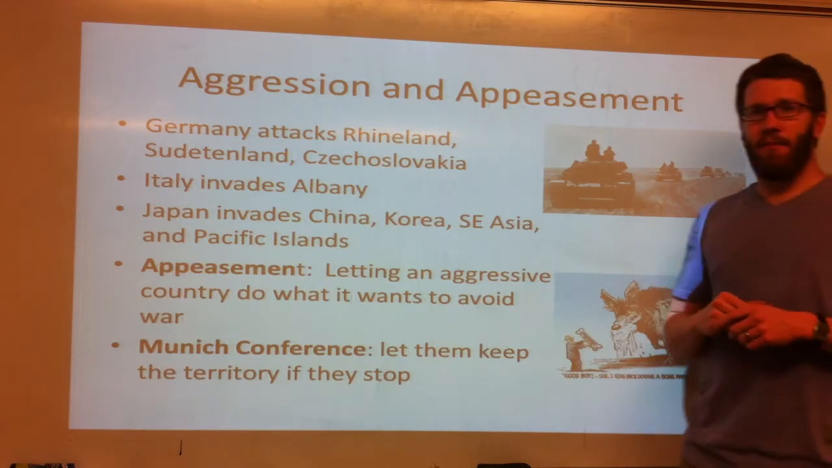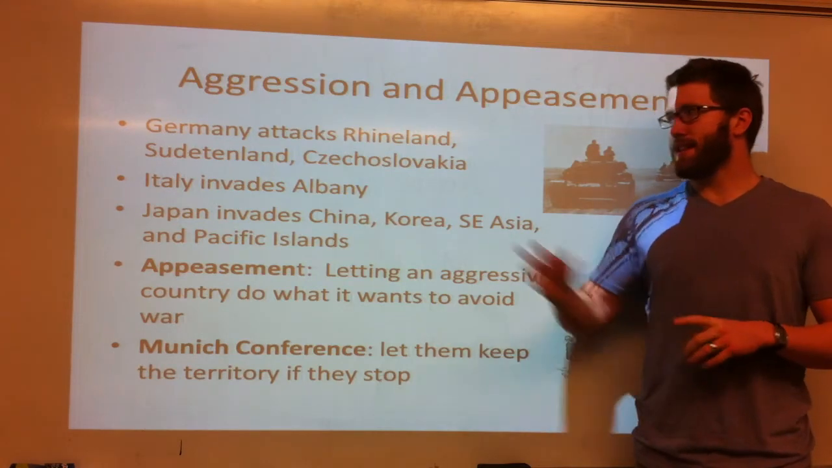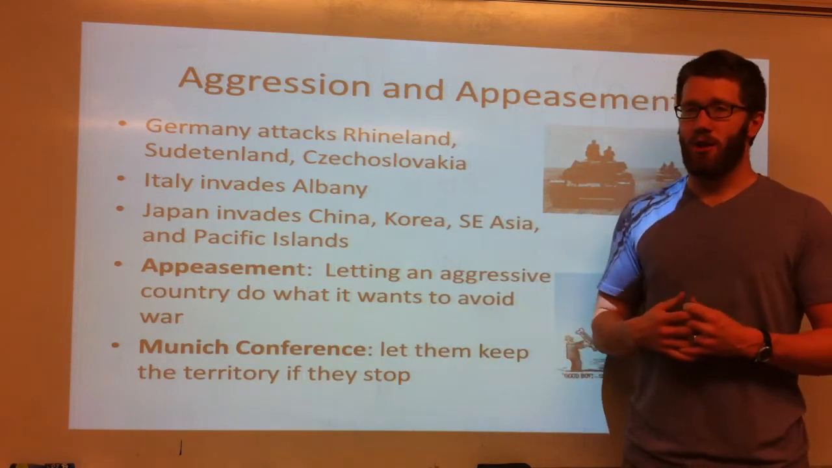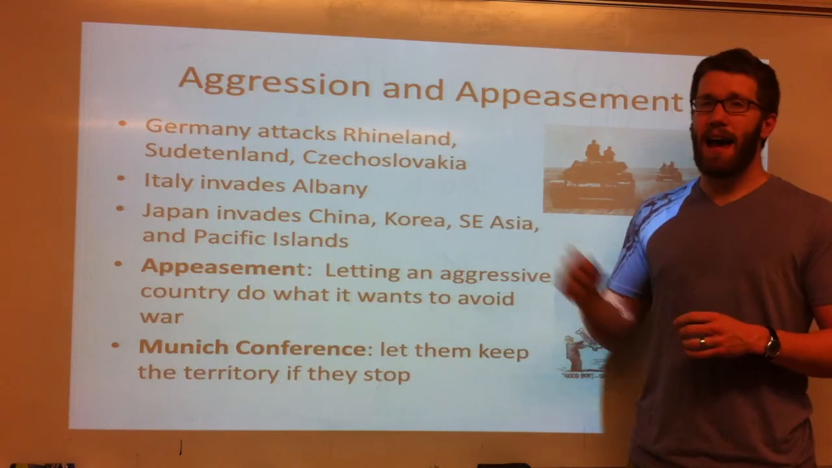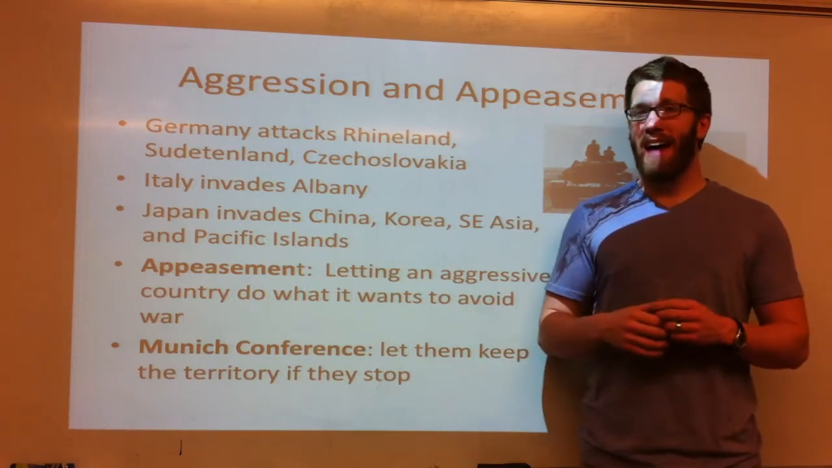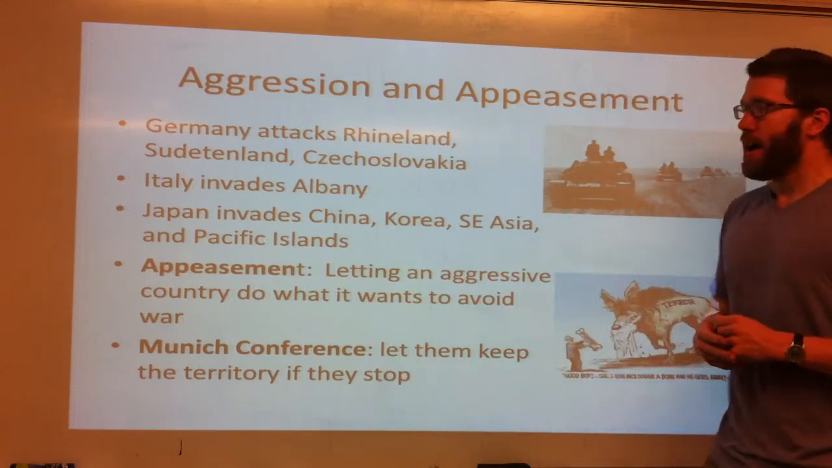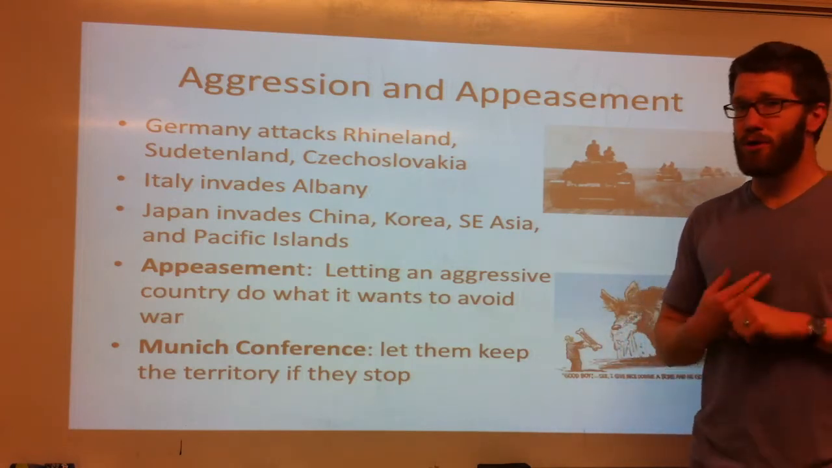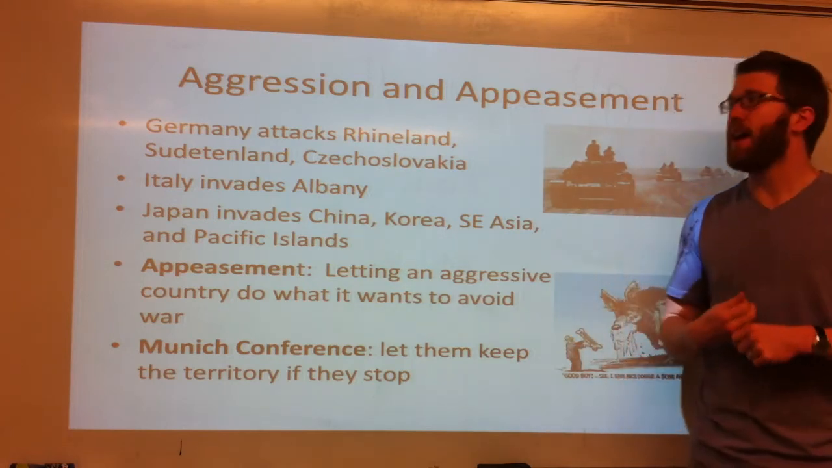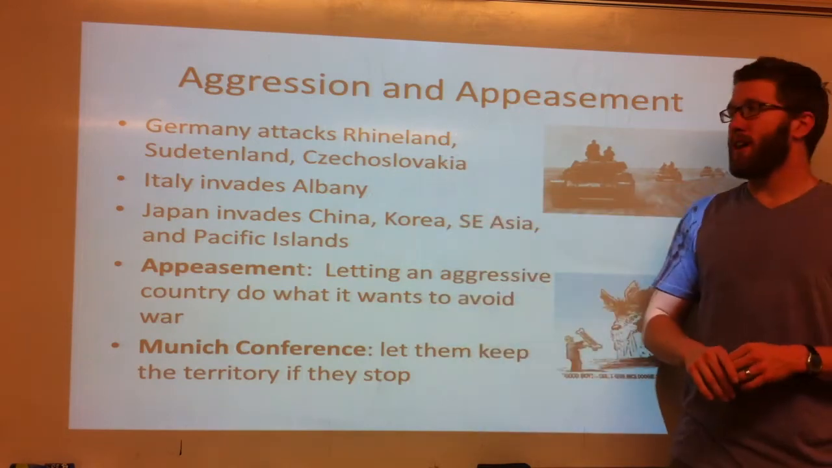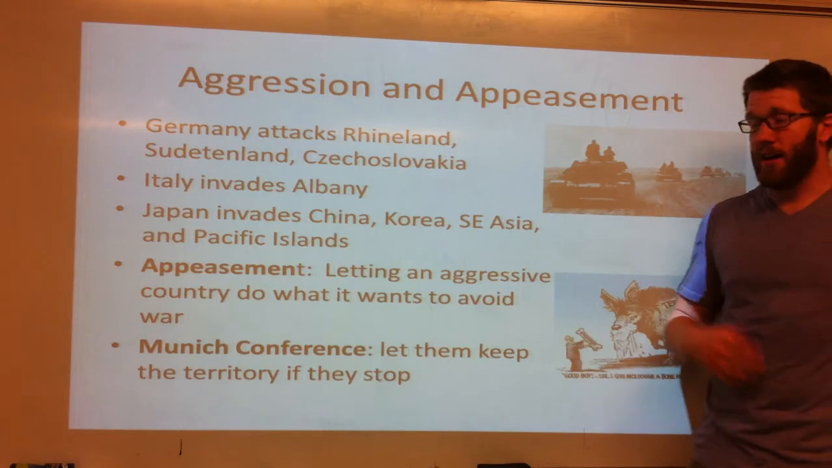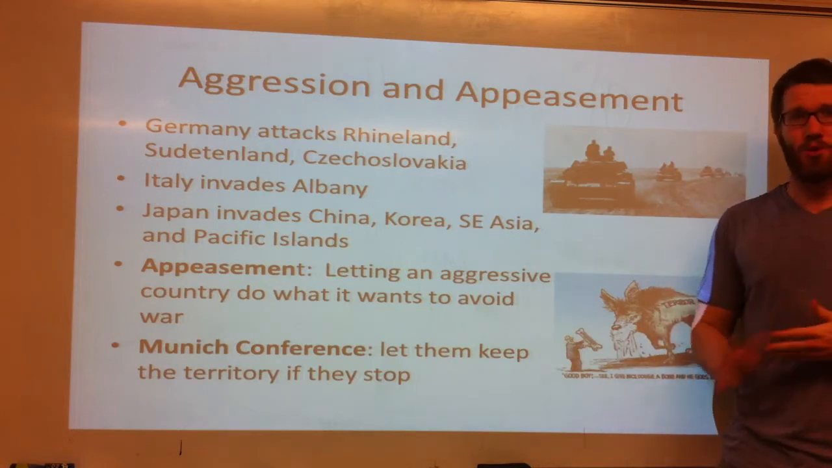Now, the Allies could have, at this time, gone in and stopped the Axis powers early because the Axis powers hadn't really gotten that far. They hadn't built up their military that much. They didn't have very many soldiers. Their factories weren't producing military weapons very quickly. And the Allies could have gone in and stopped them, but they chose the action of appeasement, which is basically letting an aggressive country do what they want to avoid a war.